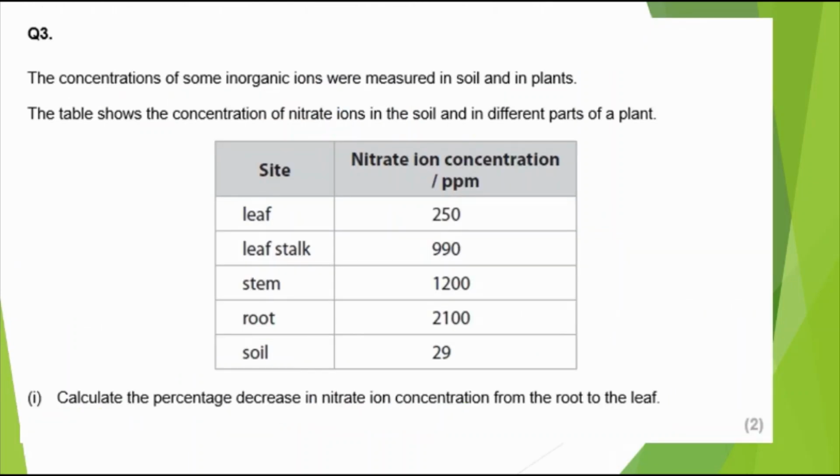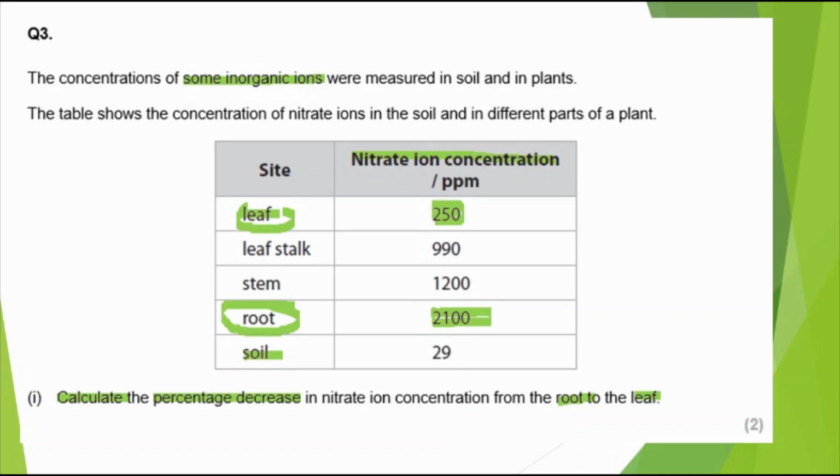Let's do a bit of math, shall we? The next one is showing us the concentrations of some inorganic ions as measured in soil and plants. So you have a table showing you from the leaf all the way down to the soil the concentration in parts per million of nitrate ions. What we have to do is calculate the percentage decrease in the nitrate ion concentration from the root to the leaf. So, between the root and the leaf, what is the difference in terms of percentage decrease?